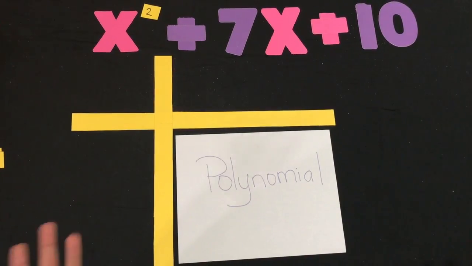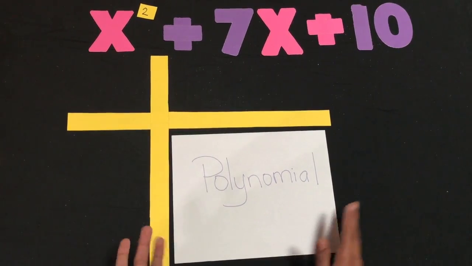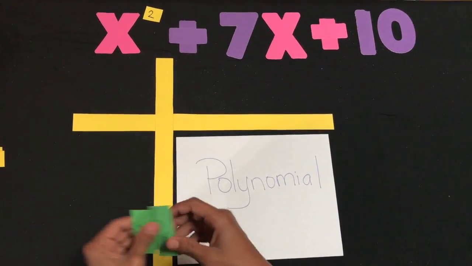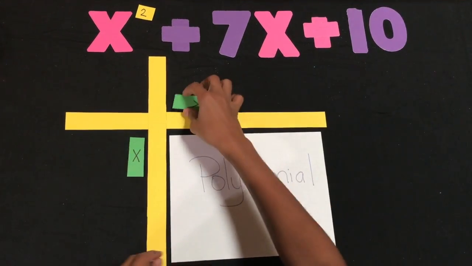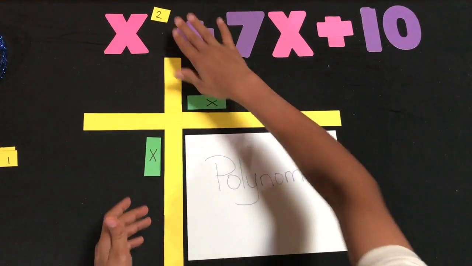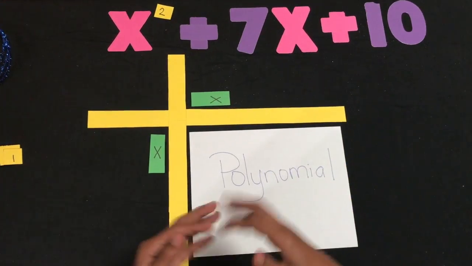Hello everyone, and in the second video I will be showing you guys how to multiply polynomials. Our first step will be to grab 2 x's and put 1 on the bottom left and 1 on the top right. The reason I say that is because x times x equals x squared, and that will be the first part of our equation.